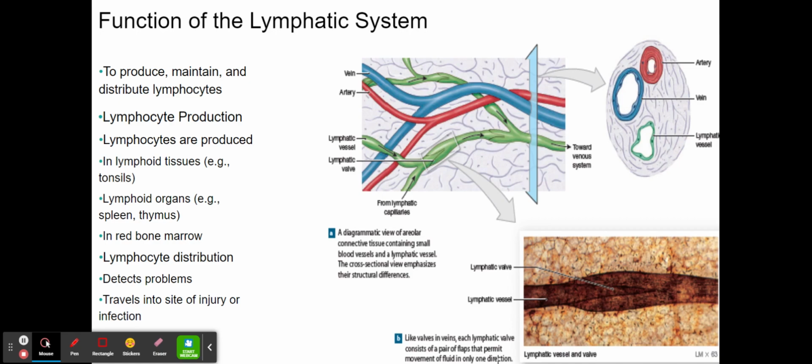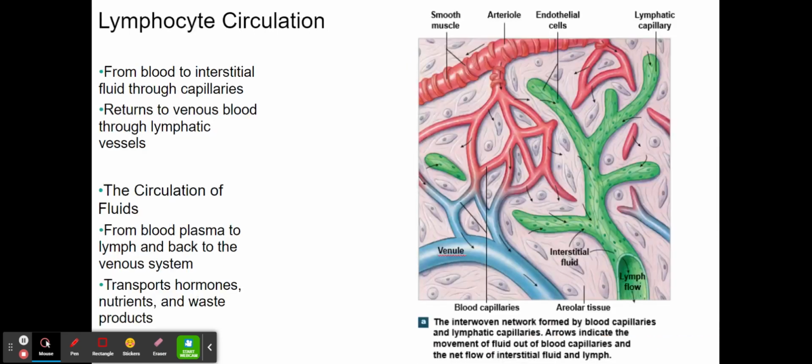It also eliminates variations in the composition of interstitial fluid by distributing hormones, nutrients, and waste from their tissues of origin to the general circulation. Lymphatic vessels carry lymph from peripheral tissues to the venous system. The smallest lymphatic vessels are called lymphatic capillaries.